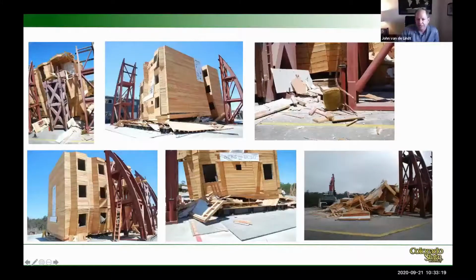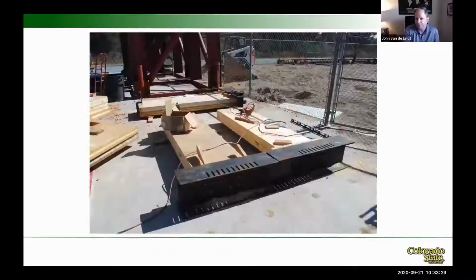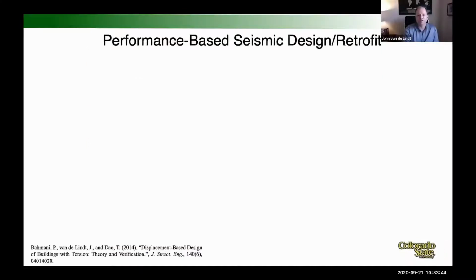So here's the aftermath, essentially, of the test. And so this significantly helped us improve our modeling. We also had cross-laminated timber rocking walls. This was the first time that CLT had been tested. These types of rocking walls had not been tested in the US, actually, I think anywhere in the world, for rocking walls on a shake table. And then I want to show a little bit more on the performance-based seismic design and retrofit.